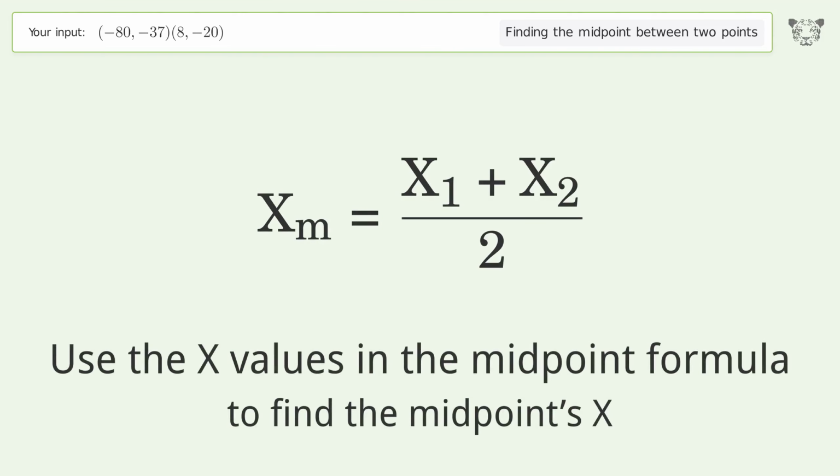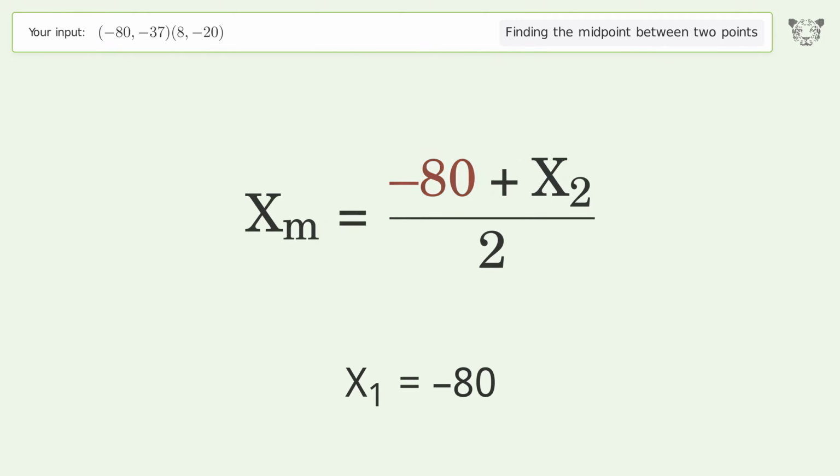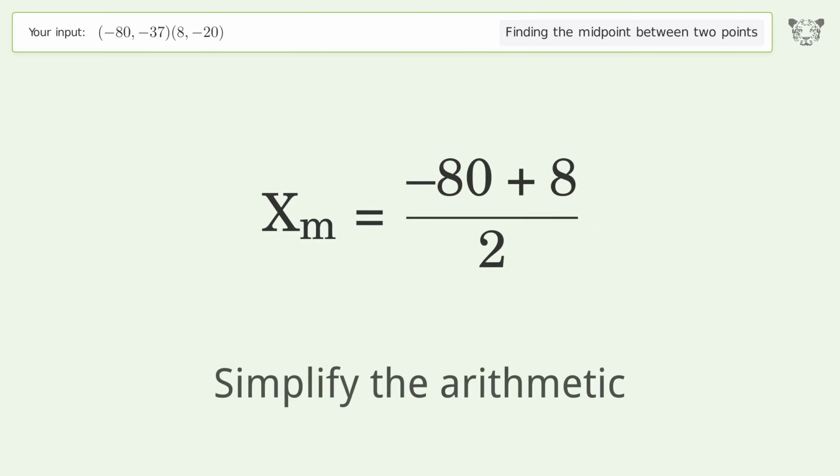Use the x values in the midpoint formula to find the midpoints x. x1 equals -80. x2 equals 8. Simplify the arithmetic.